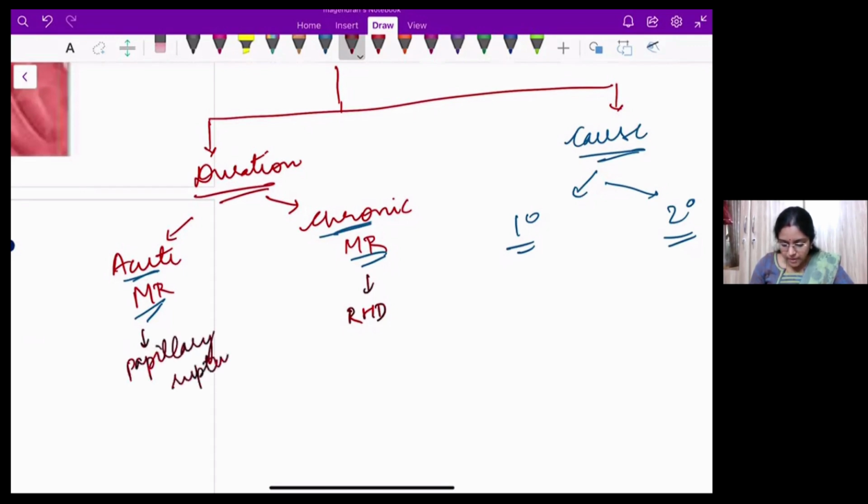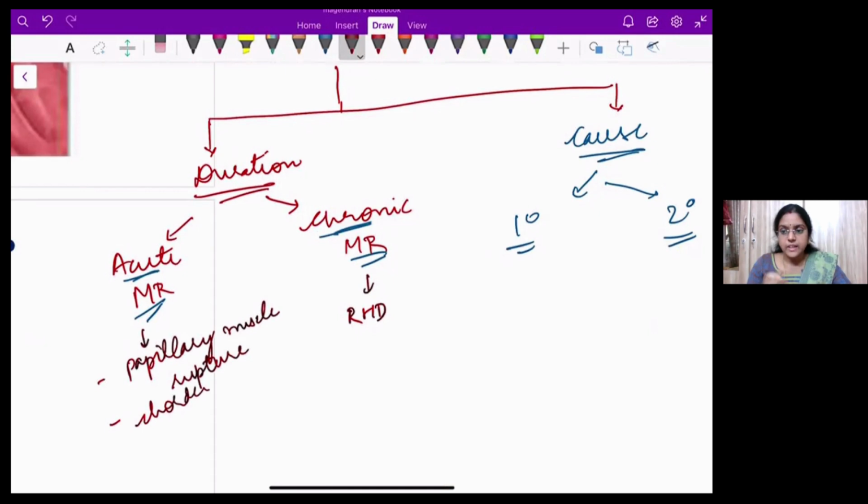Papillary muscle rupture, or the chordae can get detached. Chordae detachment. So papillary muscle rupture or chordae will get detached. All these conditions can produce an acute MR. So what happens in acute MR is different from what happens in chronic MR.